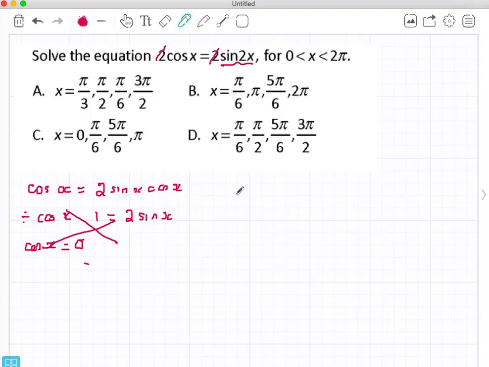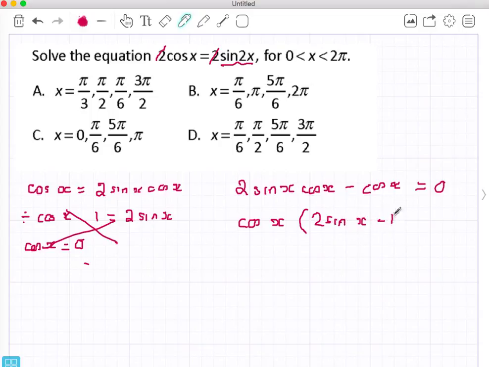Instead, what I'd like you to do is to take cosine x from both sides. So I have 2 sine x cos x here, take away cosine x from this side, take away it from the other side, and we get that. Now factorize. So both of them have got cosine x in, and I'm left with 2 sine x minus 1 equals 0.